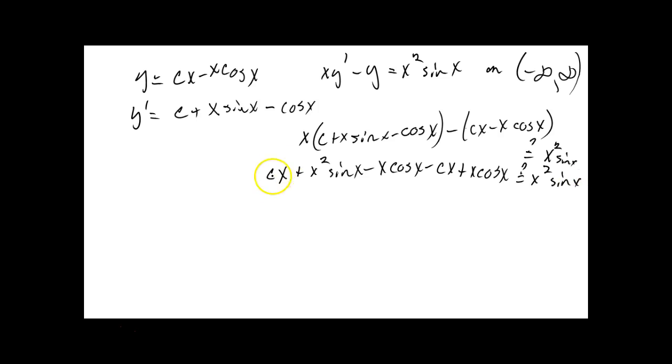Well, let's see. Here we have a cx, there we have a minus cx, right? That adds to 0. Here we have a minus x cosine x, there we have a plus x cosine x. That adds to 0, and sure enough, x squared sine x is equal to x squared sine x. Yes, that solution, a one-parameter system, satisfies that differential equation, and it does it on the entire interval from minus infinity to positive infinity.